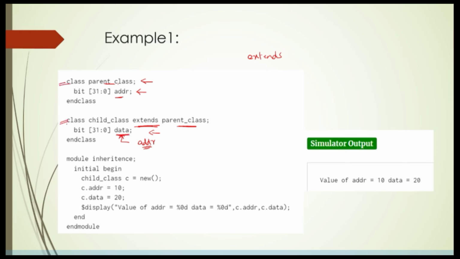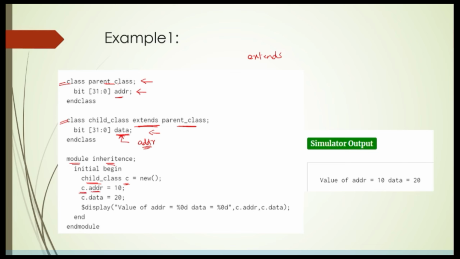One class is extended from another class, and then within the module I am creating the handle for my child class. Now if you see here, I have extended the class from the parent class. So child class C equal to new. I have extended the object and then created the handle. Now by addressing with c.address.